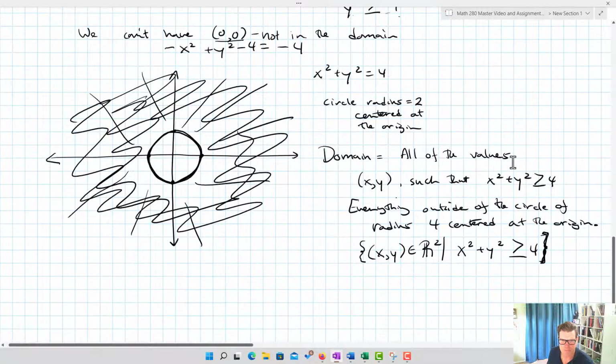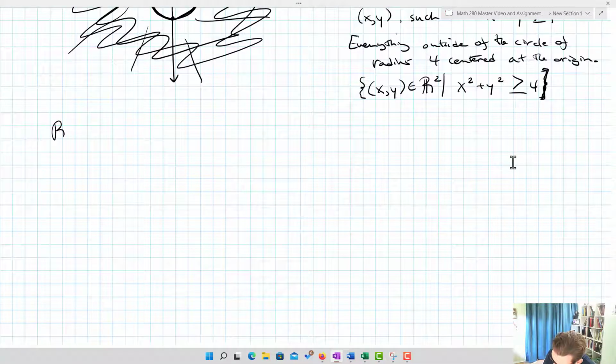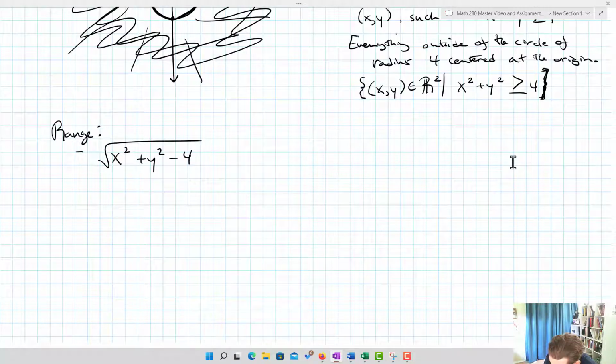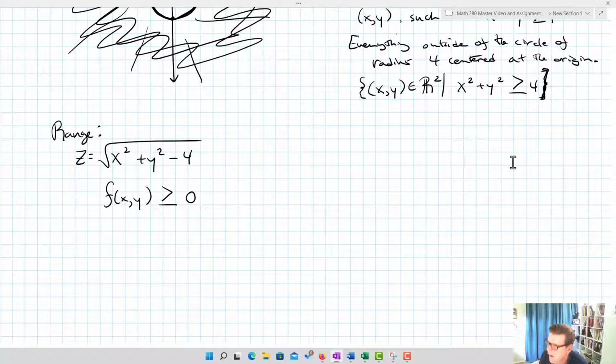Let's take a look at the range. So again, now if we look at my range, I've got x squared plus y squared minus 4. I'm now looking for my set of z. Okay? The values for f of (x, y) that actually give me a value. And if I think about this, I know that f of (x, y), my z value, has to be greater than or equal to 0. Right? It cannot be negative, because we can't have a negative under the square root.